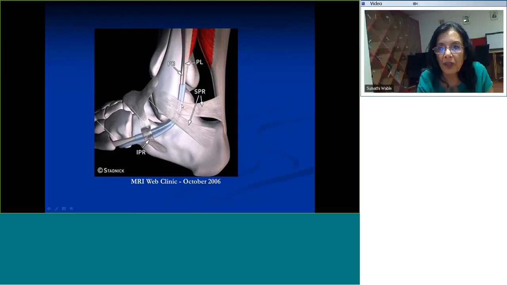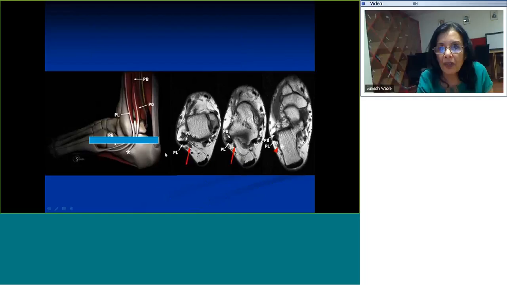And typically, you want to look for the tendons tucked behind the lateral malleolus, and the peroneus brevis tendon runs anteriorly and deep to the peroneus longus tendon, and the peroneus longus tendon dives down under the foot to attach to the base of the first metatarsal, whereas peroneus brevis attaches to the base of the fifth.